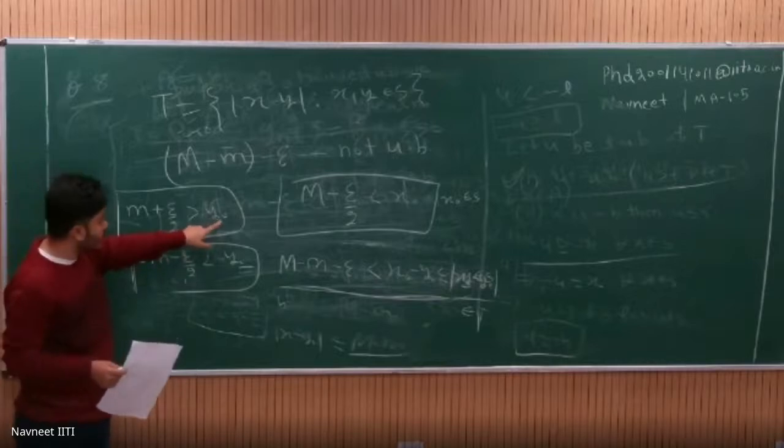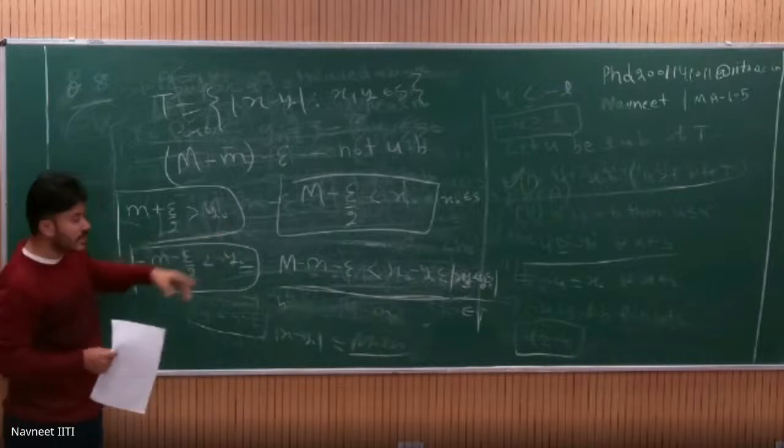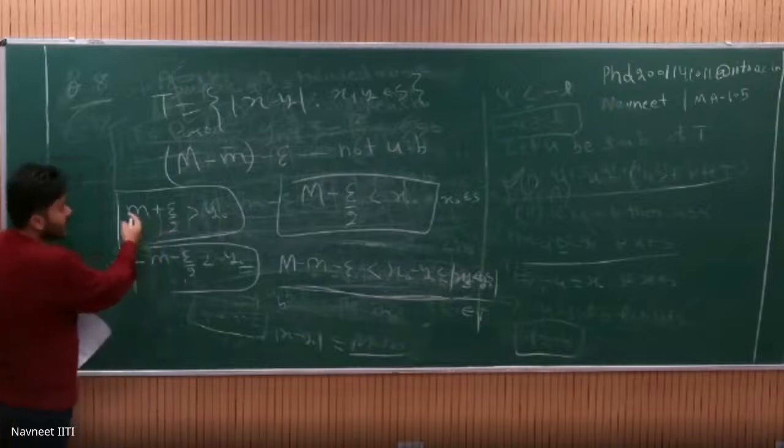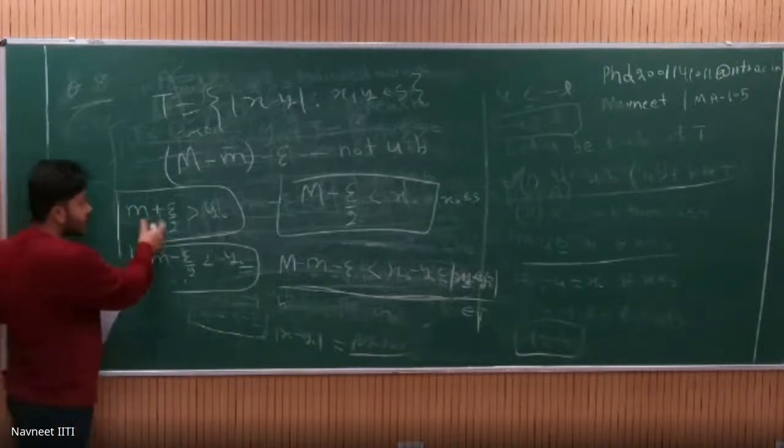Because if we do not get this y naught, that means all the elements are greater than this number. That means this is a lower bound. Then how can m be the greatest lower bound? This is greater than m, right? Okay, okay sir, I got that.